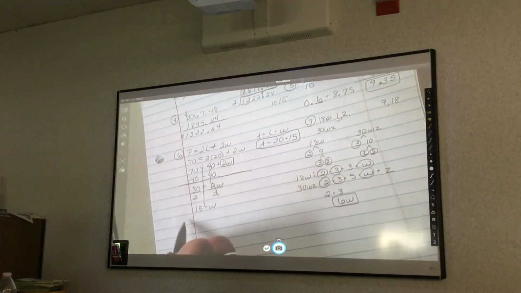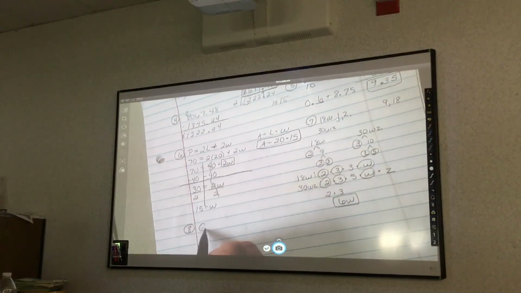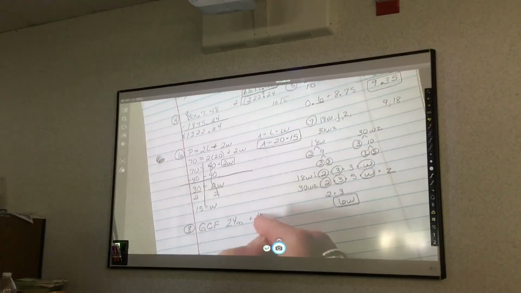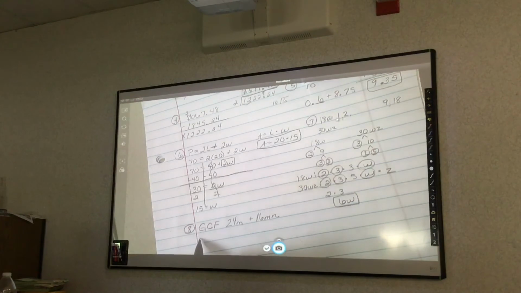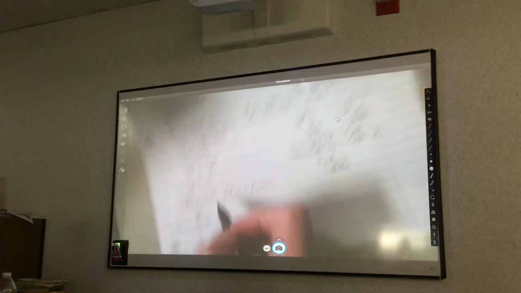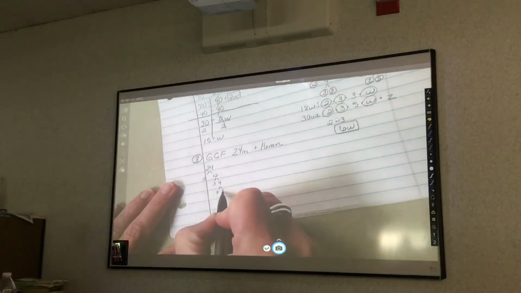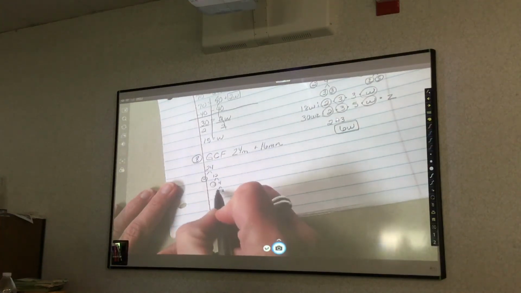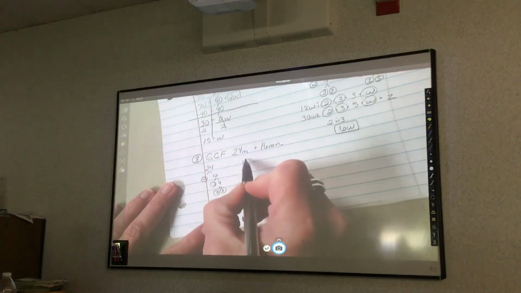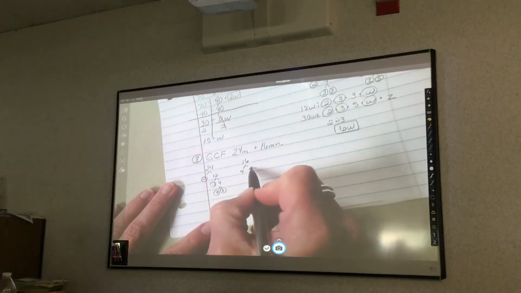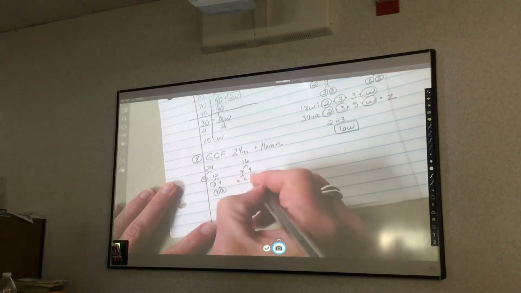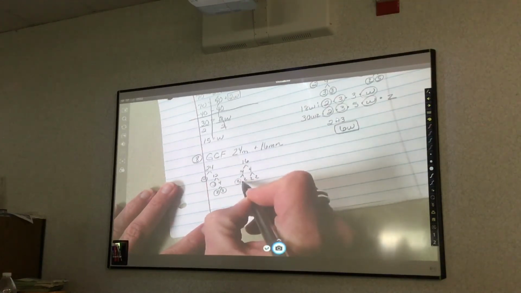Number 8. Now we're finding the greatest common factor of 24M and 16MN. So I'm going to start with 24. I'm going to factor it out. 2 and 12. Can you bring it up a little bit? You're good. Thank you. And then 3 and 4, 2 and 2. It doesn't matter which ones you use, as long as you get down to that. 16, 4 and 4. Then 2 times 2, 2 times 2. So there are all our prime numbers.